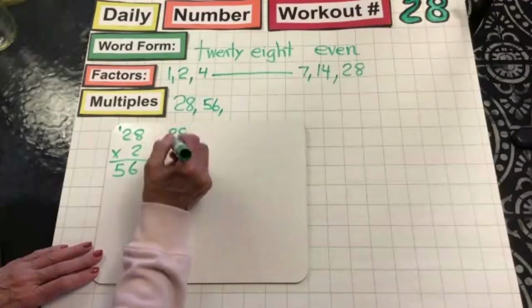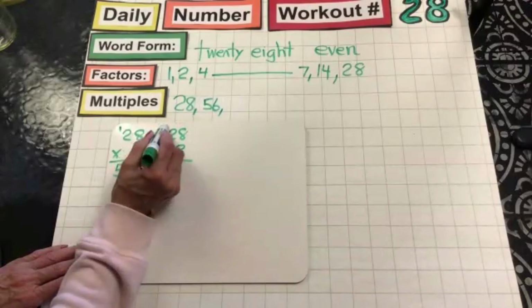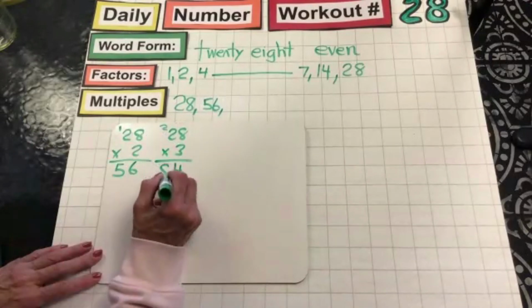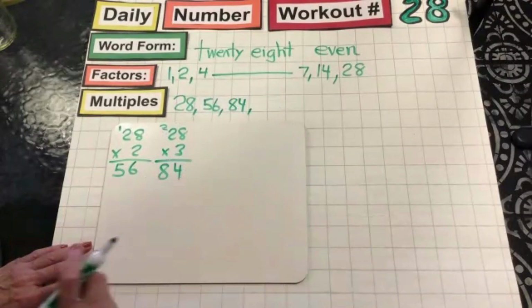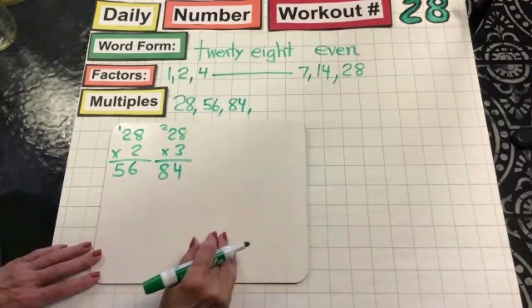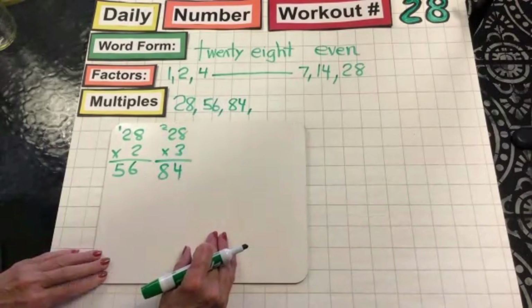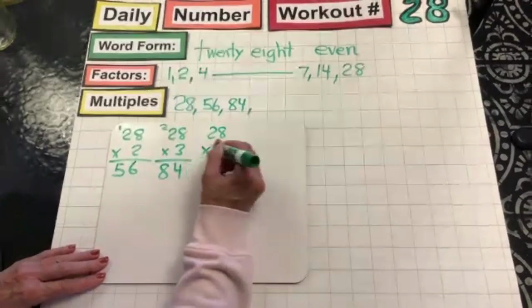Let's do 3 28s. 3 times 8 is 24, drop the 4, carry the 2. 3 times 2 is 6, plus 2 is 8, 84. And since this is an even number, all the multiples of 28 should be even. So that's another sign to help remind you whether you are on the right track.